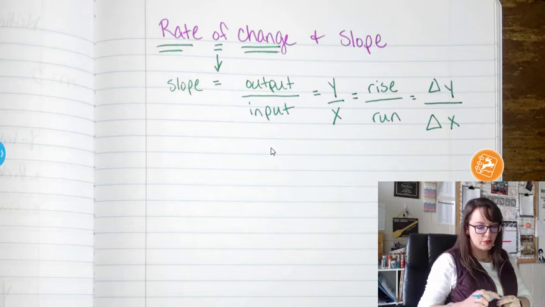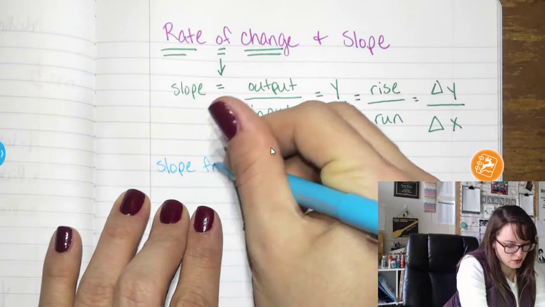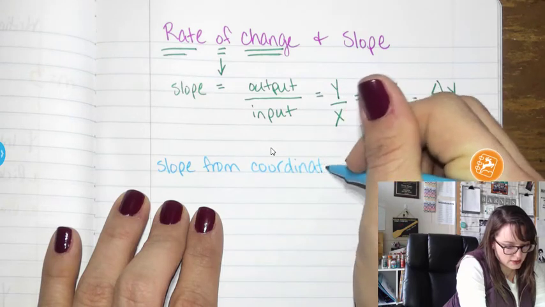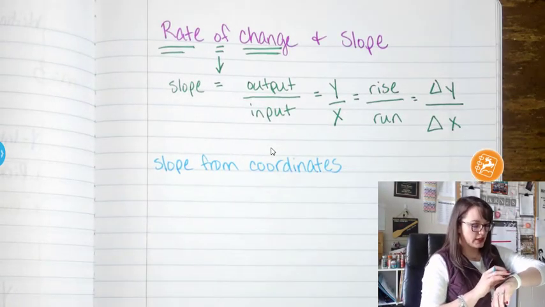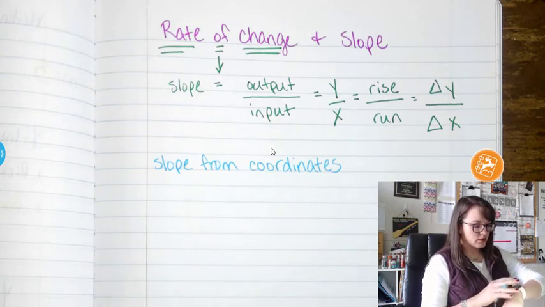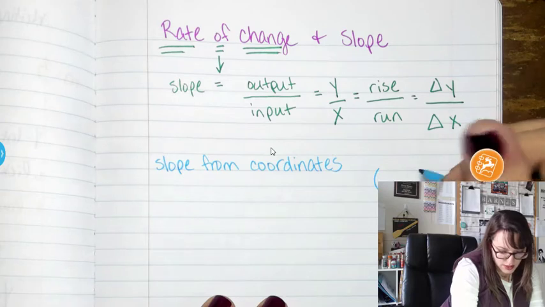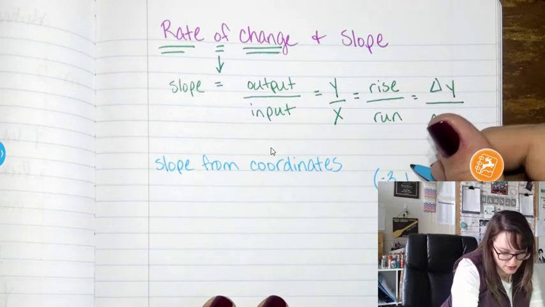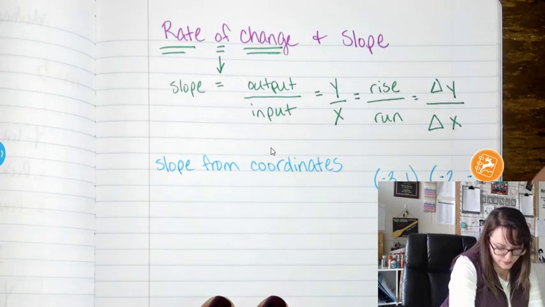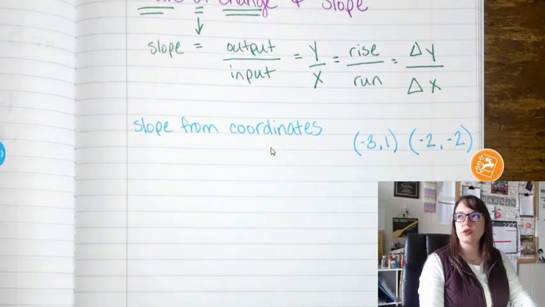We're going to find slope from coordinates. So let's say they give you the coordinates -3, 1 and -2, -2. -3, 1, -2, -2.